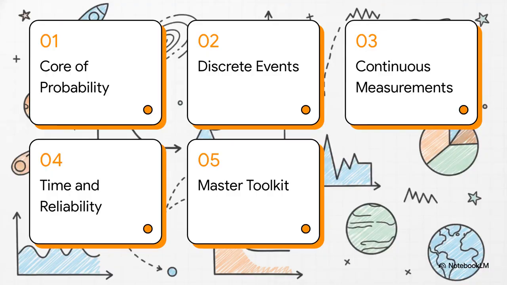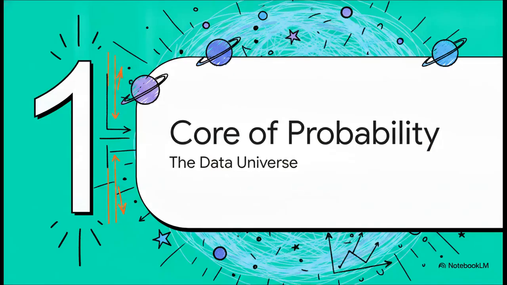To help us navigate these models, we've broken this briefing down into 5 key areas. 1. The core of probability. 2. Discrete space events. 3. Continuous space measurements. 4. Modeling time and reliability. And 5. The master distribution toolkit. Okay, starting off with section 1, the core of probability.